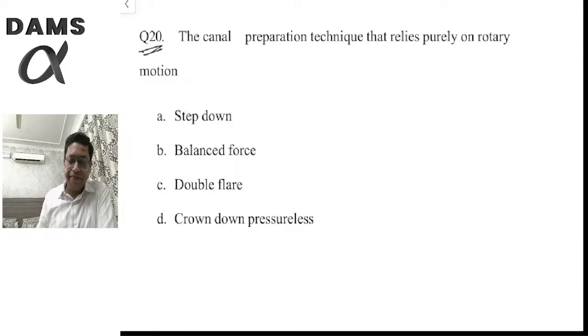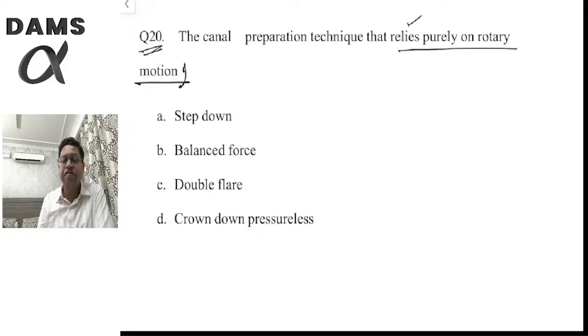Question number 20. The canal preparation technique that relies purely on rotary motion is. Now, this is a simple question. All can answer. The canal preparation technique that relies purely on rotary motion is step down? No. Balanced force? Yes. Double flare? No. Crown down pressureless? No.